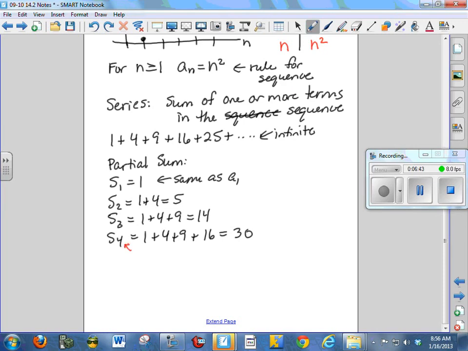Now, we are going to turn our attention then to some specific sequences that have some specific patterns in the next video called arithmetic sequences.